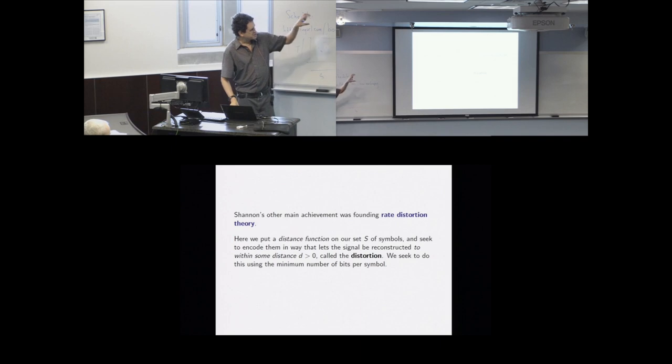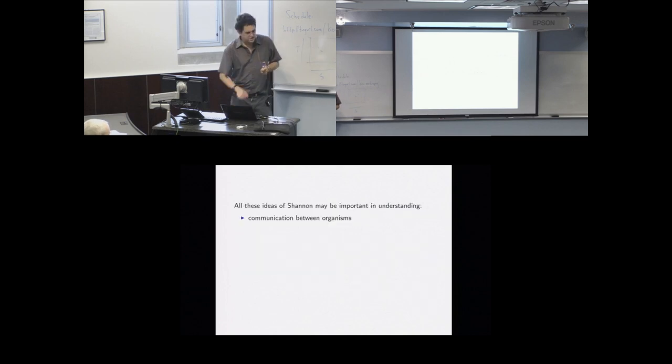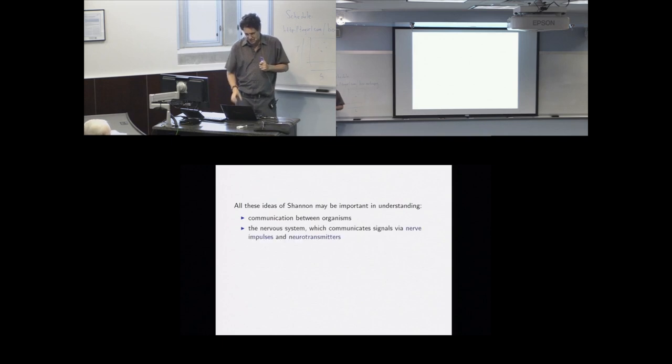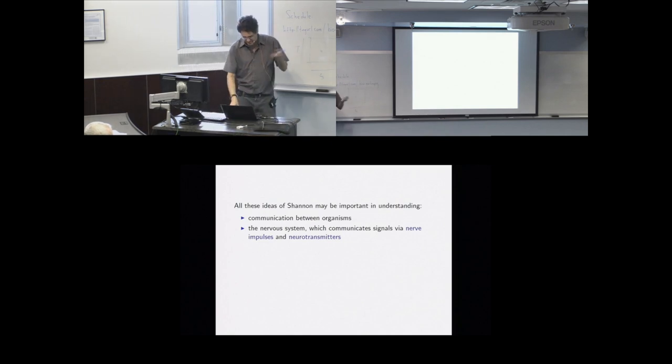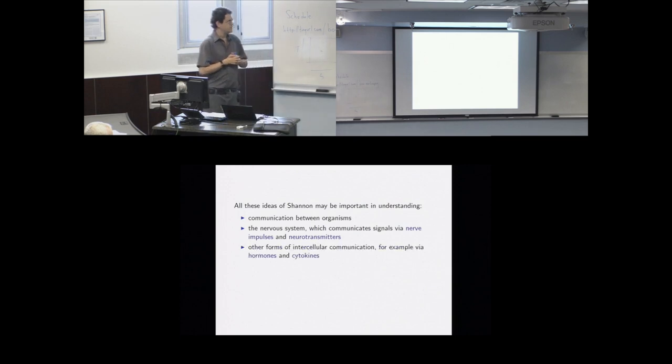So he began a theory of this. I don't think it is encapsulated in a single beautiful theorem proven by Shannon, but there are a lot of theorems about it by now, and he proved some. All these ideas could be important in understanding communication of all sorts, but for biology, communication between organisms, certainly. The nervous system communicates signals in a number of ways, for example nerve impulses, but also chemically through neurotransmitters. There are many other forms of intercellular communication, and I know almost nothing about them.